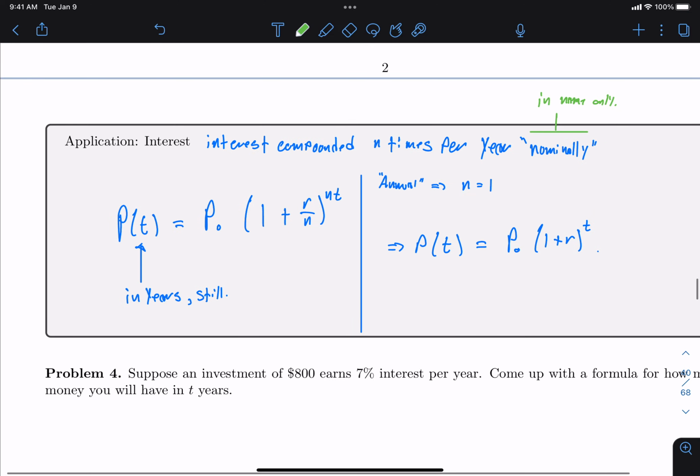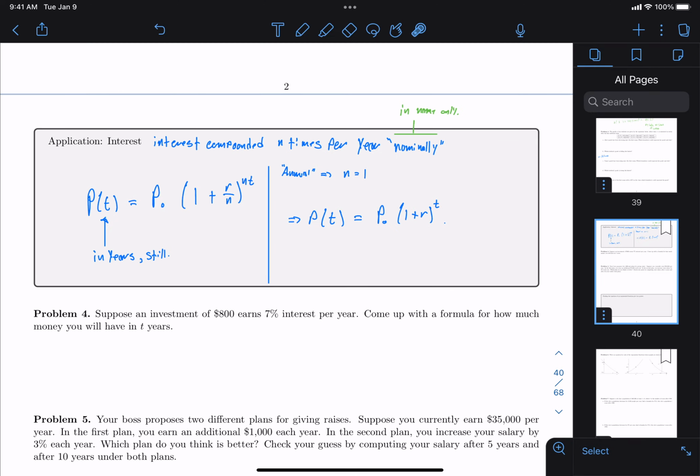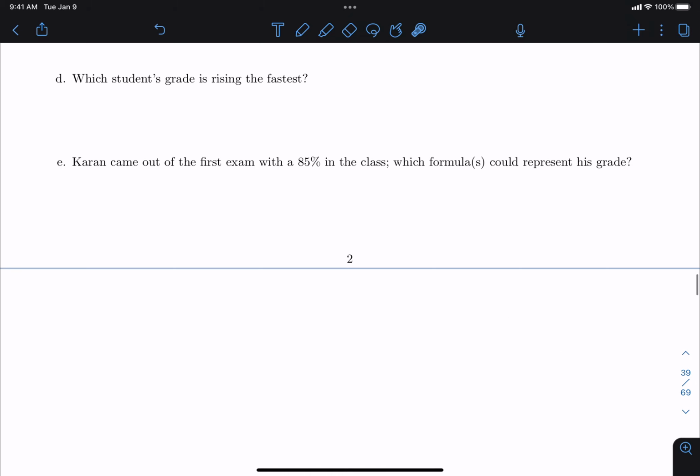Okay, so what is it? Well, you're going to put in your interest rate here, you're gonna divide by n, but you're also gonna increase the number of times which you compound per year. Okay, so we're going to compound monthly. So let's see a quick example of how a bank could trick you.